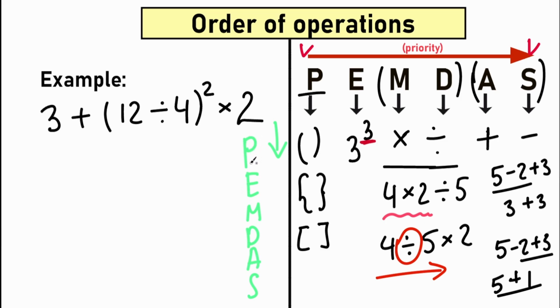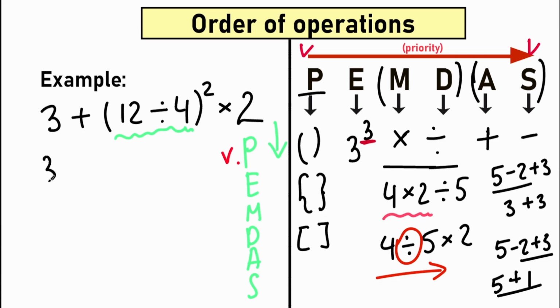So the first step is parentheses. Right now let's scan where we have parentheses in our expression. Yeah, we have parentheses right here. So basically we should evaluate the expression in our parentheses. We have parentheses, so our first step is to evaluate the expression inside parentheses. So let's do this right now.